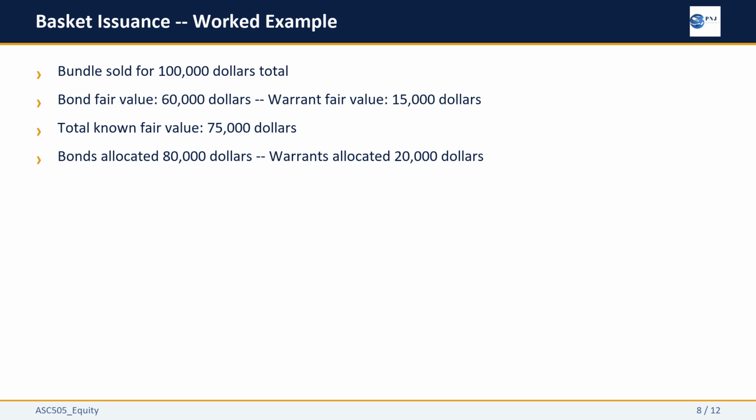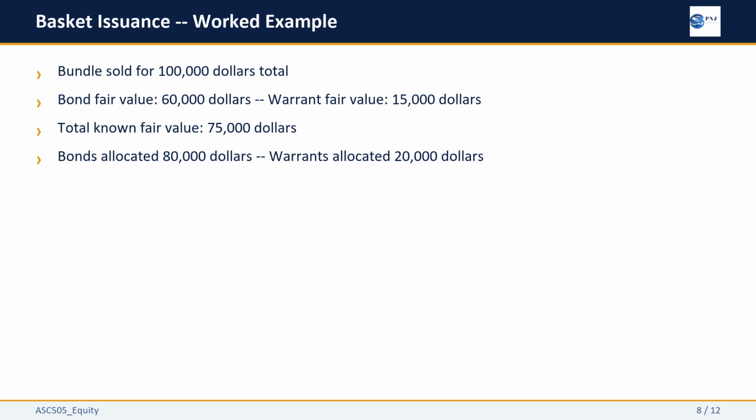Let us work through the numbers. A bundle of bonds and warrants is sold for $100,000. The bond has a fair value of $60,000, and the warrant has a fair value of $15,000, giving a total known fair value of $75,000. Using the proportional method, bonds receive $60,000 divided by $75,000, multiplied by $100,000, which equals $80,000. Warrants receive $15,000 divided by $75,000, multiplied by $100,000, which equals $20,000.